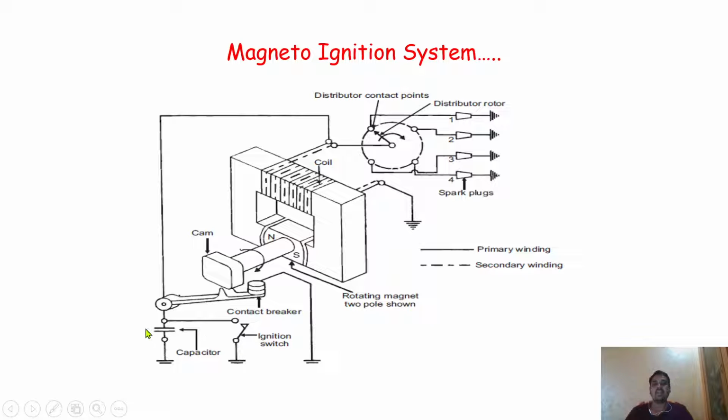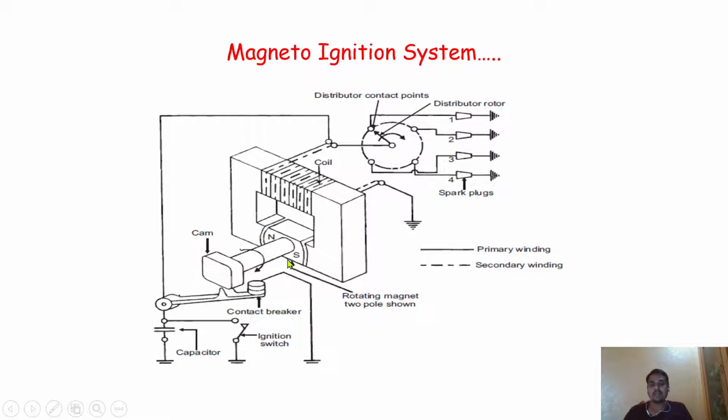Initially, when we start the vehicle, the ignition switch will be there. As we rotate the ignition switch, the key, there should always be contact. As it is contacted over here, the magnet will start to rotate because of the cam. As the cam rotates, it rotates the magnet. So the north and south pole will start to rotate inside this iron core, which consists of the primary and secondary winding.